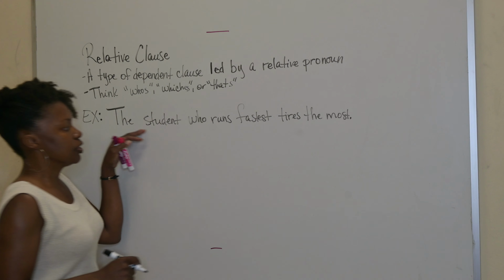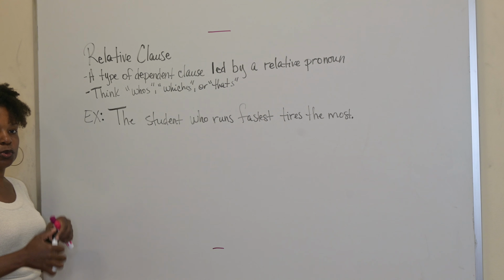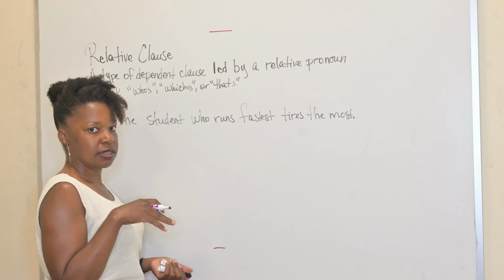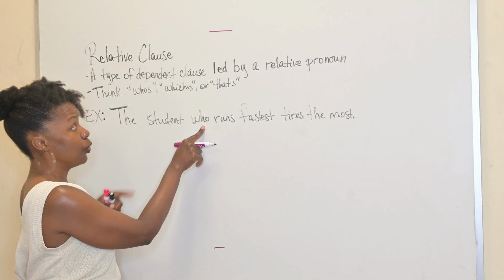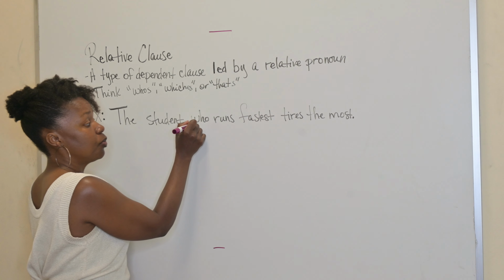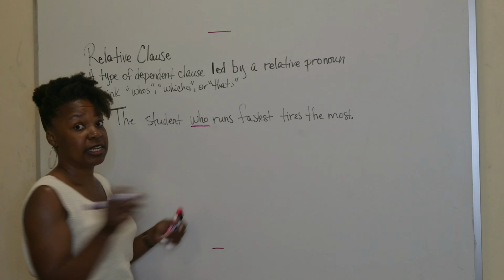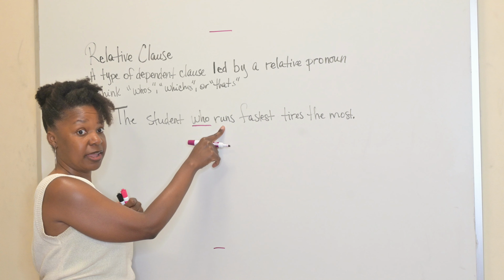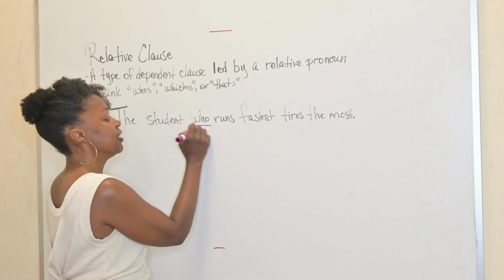All right. The student who runs fastest tires the most. Do you see any whose, whiches, or that's in here? If necessary, go on and pause and then come back. I'm going to keep going. So we have a who, right? We have a who. Who is a relative pronoun, and pronouns are automatically noun phrases, and then it's followed by a verb, right? So we have a clause, okay?